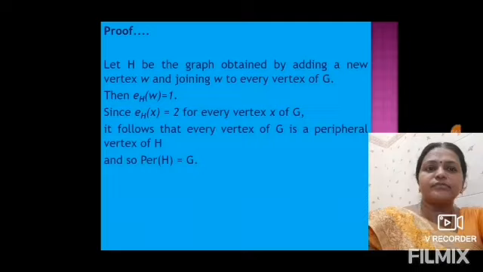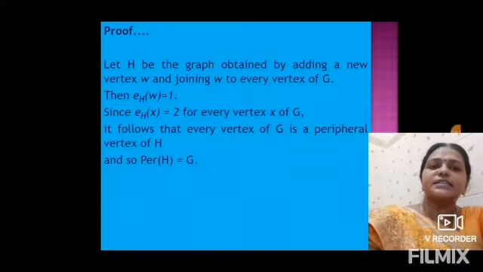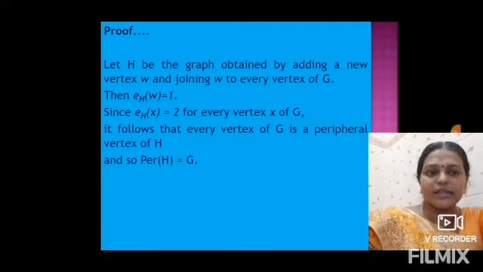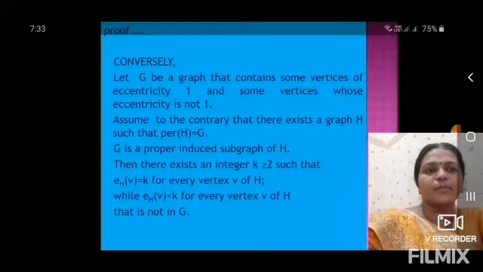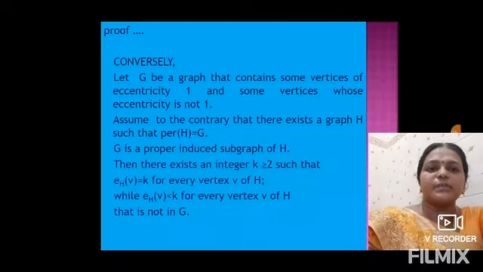Let H be the graph obtained by adding a new vertex W and joining W to every vertex of G. Then the eccentricity of W in H is equal to 1. Since the eccentricity of X is equal to 2 for every vertex X of G, it follows that every vertex of G is a peripheral vertex of H. And so, the periphery of H is equal to G. Let's go for the converse part.